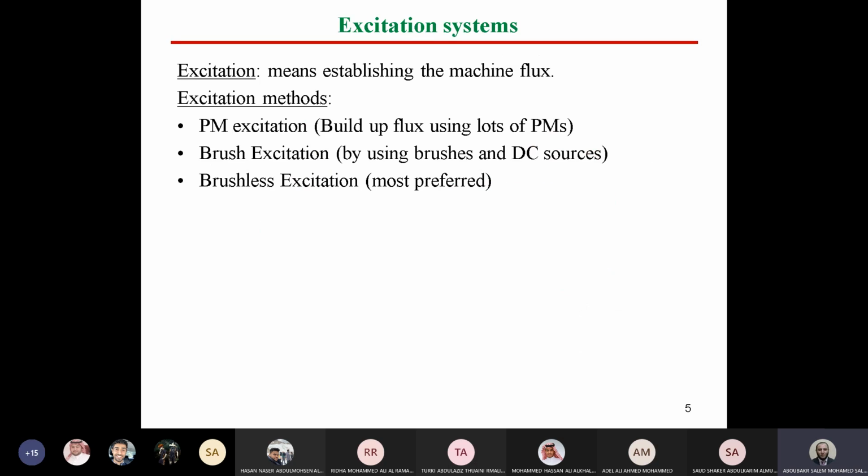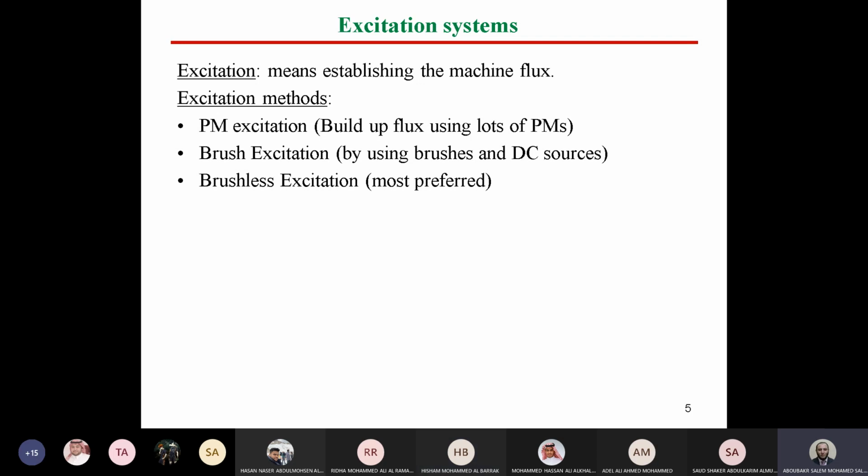Excitation systems. What is the meaning of excitation? Someone raised his hand. Please, if you don't raise your hand, just ask immediately. Sorry, Doctor, I wanted to ask about the salient motor application. Salient motor, yeah. It's rarely used as a motor, but generally used as a generator, as we discussed.